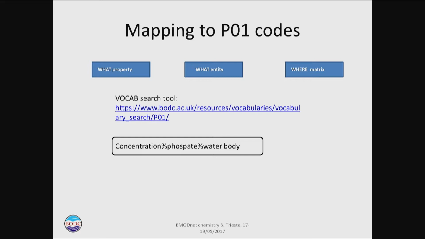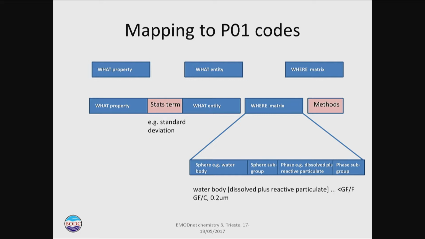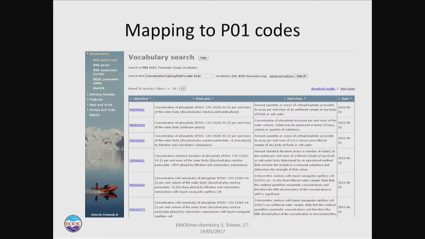As I was saying, you've got the vocab search tool. If using the vocab search tool, in the search field you enter your keywords, for example concentration, phosphate, water body, and that will return you a series of codes. In the case of that particular search, it returns 35 parameter codes for concentration of phosphate in water body.